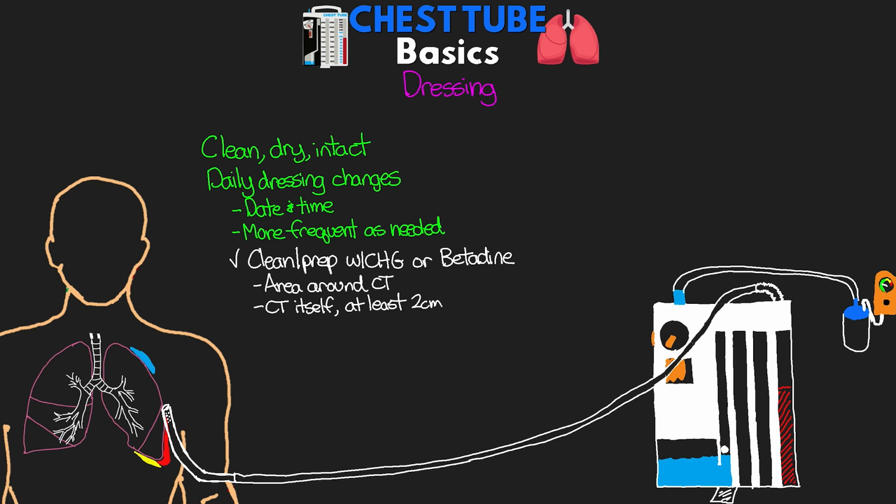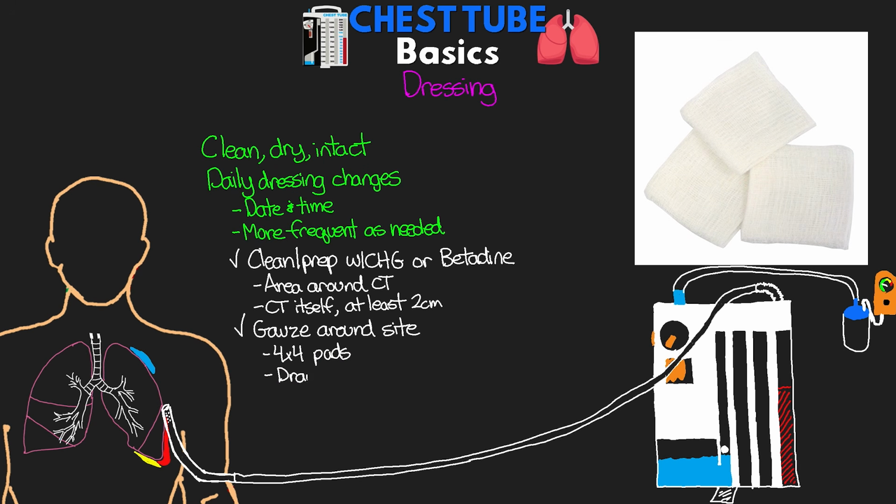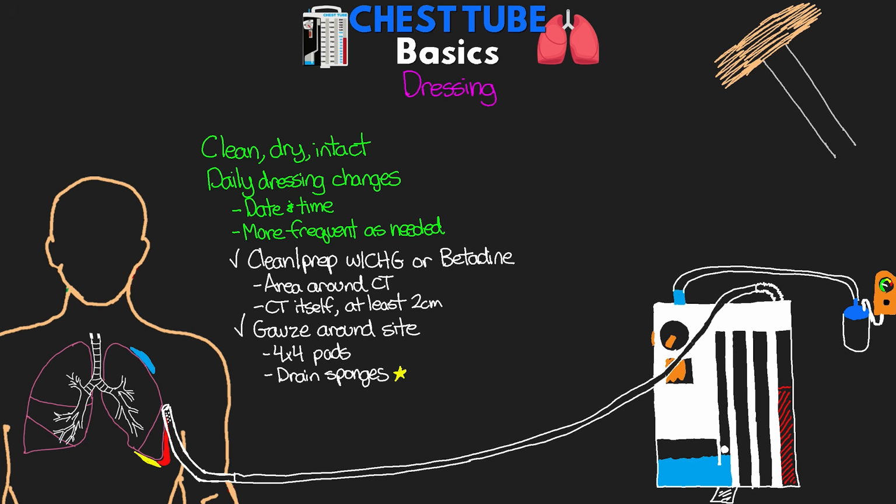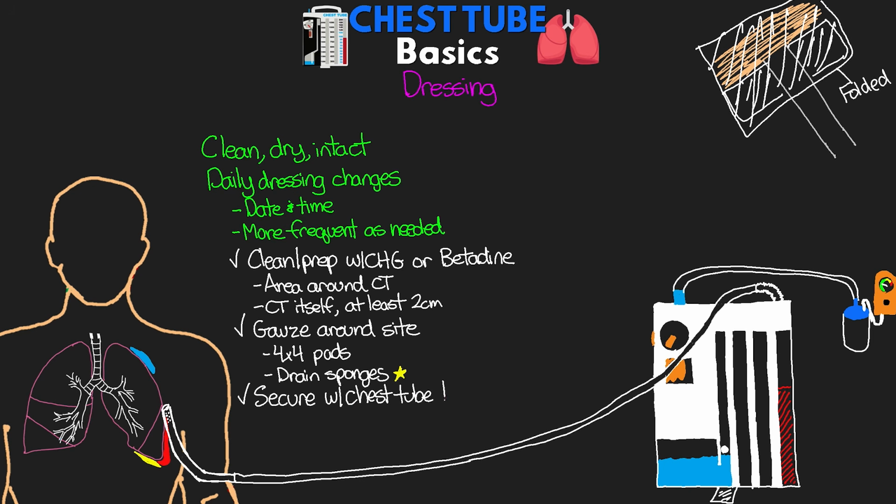Once we've done this, we want to put gauze in and around the site. So this is either going to be 4x4 gauze pads or drain sponges. Drain sponges are certainly preferred if you have that, and then you just want to put that around the chest tube and kind of alternate the angle of the opening. But if you don't have those available, you can just use the 4x4s, and then typically we'll do folded 4x4s up underneath the chest tube, and then we'll lay the fully expanded gauze on top of it, and then secure everything down with chest tube tape.